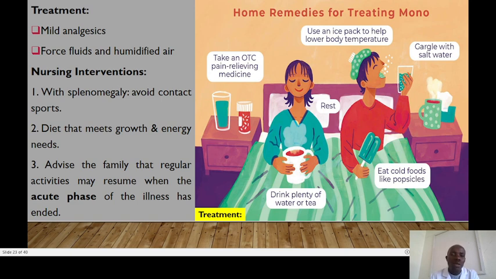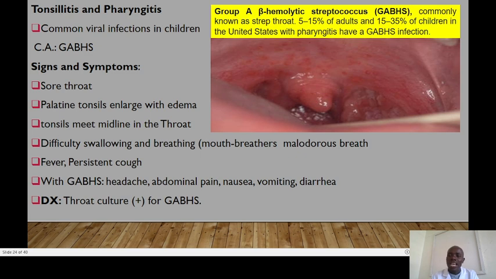And then use an ice pack to help lower body temperature at some point. Alright? Okay, guys. The next condition is tonsillitis and pharyngitis.